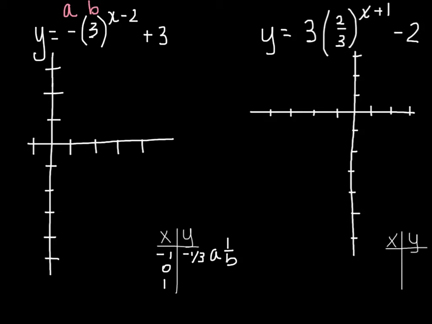If I plug in 0, it's just A. If I plug in 1, it's A times B. A times B would give me negative 3. Negative 1, negative 1/3 would be here. 0, negative 1 would be here, and 1, negative 3 would be here. But now I have to take into effect the H and the K. So the H and the K.